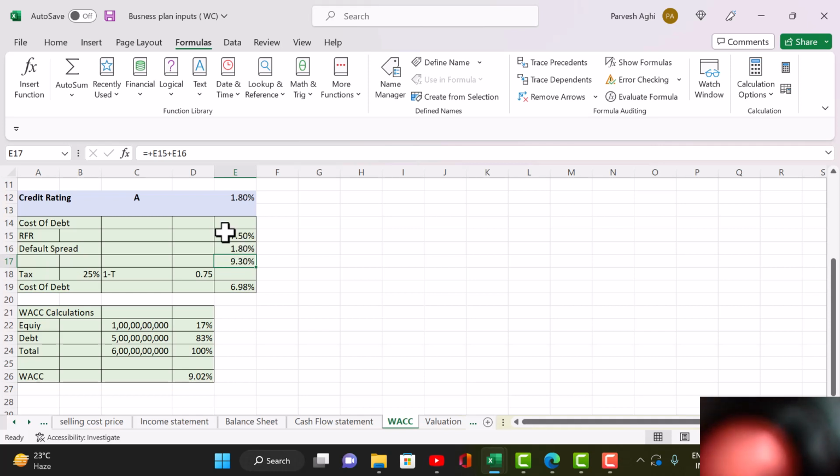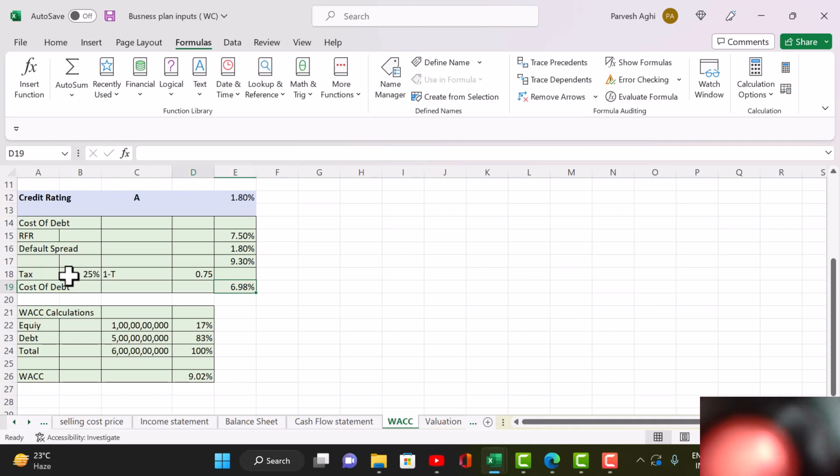So we will use the risk-free rate and add to it the spread of 1.8. Now it comes to 9.3%. But for the company, the tax rate is 25%. So the company's cost of debt after tax will be 6.98. Why are we doing 1 minus T? Anybody? That's a tax shield. So that means the cost to the company from their pocket will be only close to about 7%, 6.98. Is that clear?